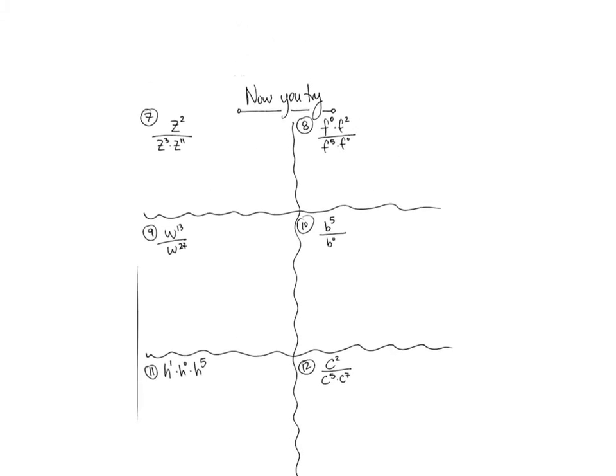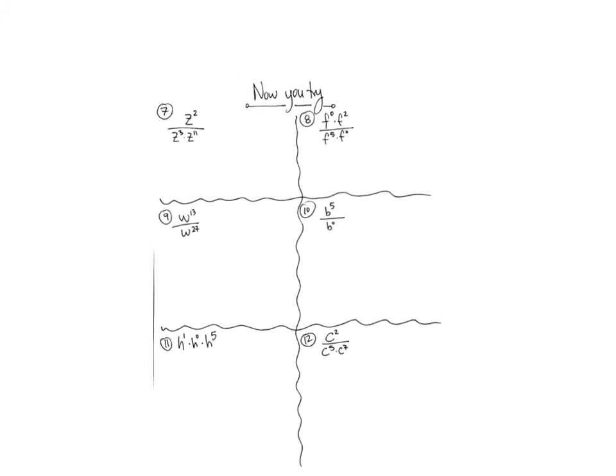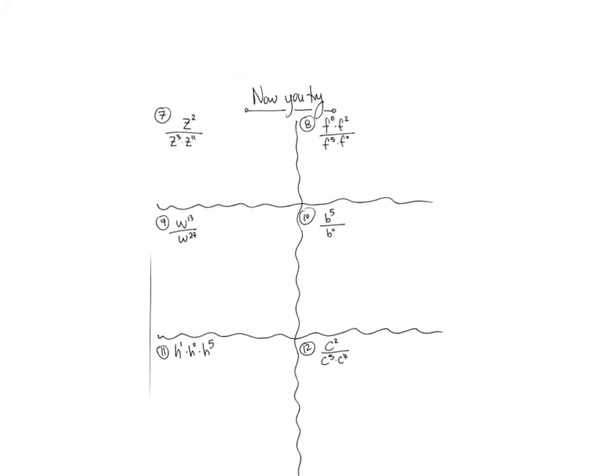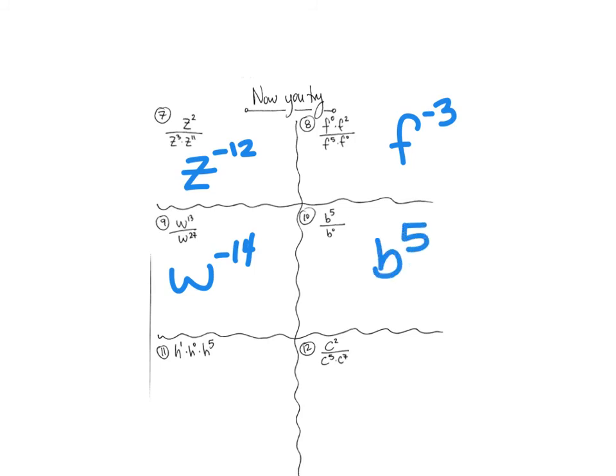All right, welcome back. So hopefully you paused and you've solved these out. And you're just going to check the answers. So I'll write them down. Question 7 would be z to the negative 12. And question 8 would be f to the negative 3. And question 9 would be w to the negative 14. And 10 would be b to the positive 5.